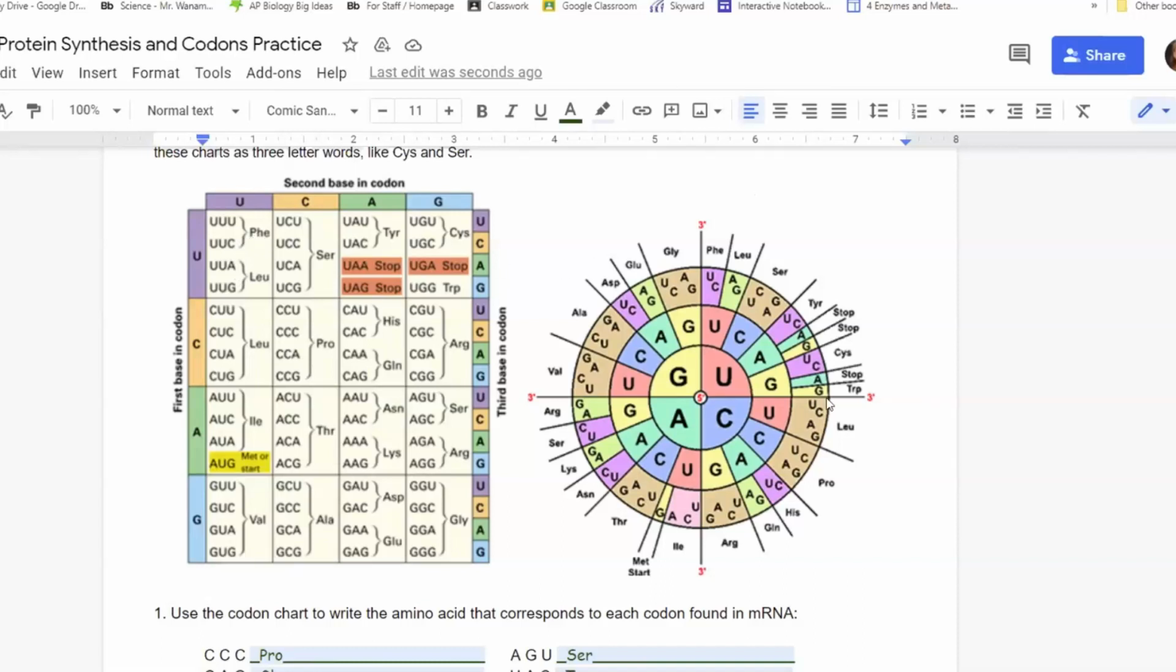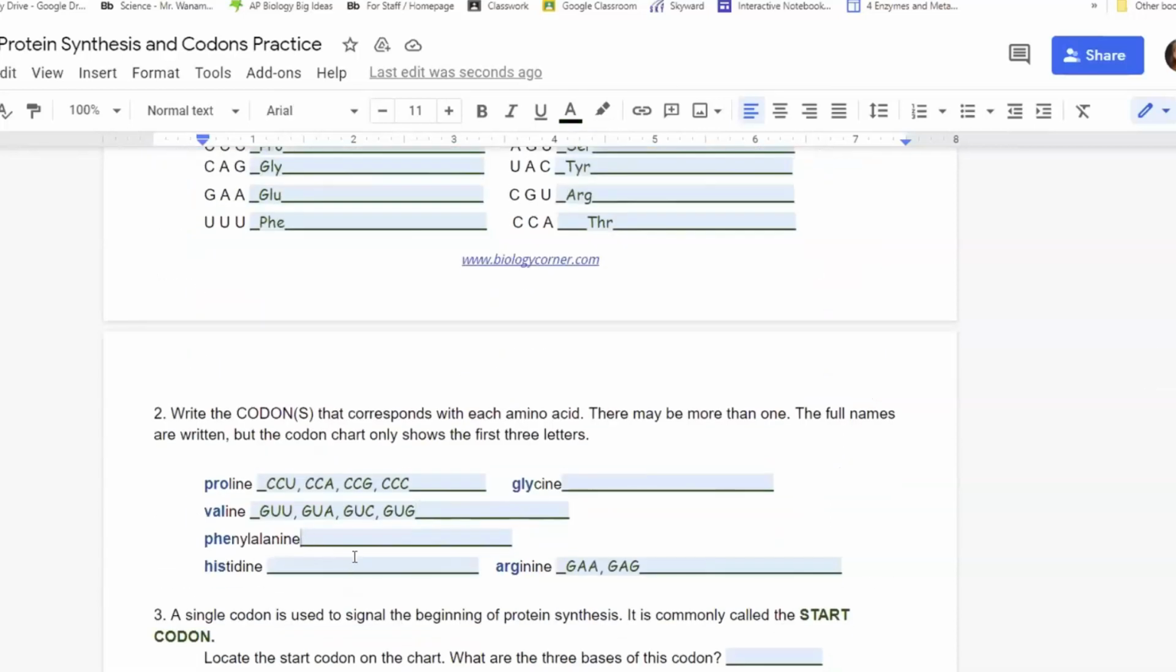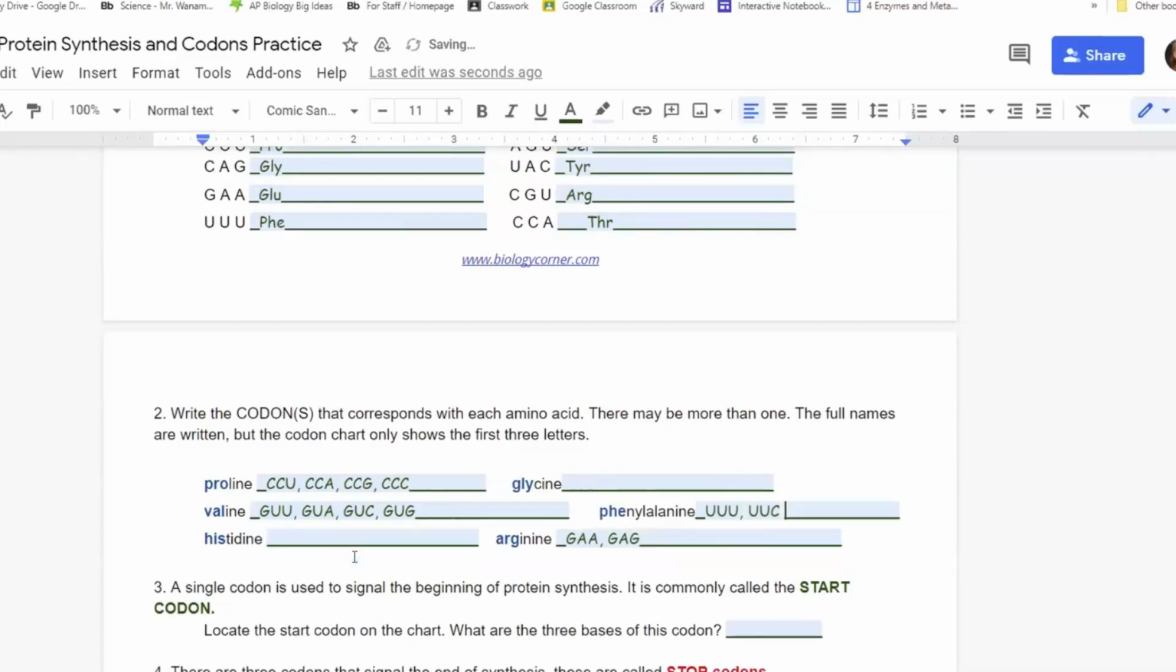So phenylalanine is right here. So it's UU and then either U or C in the third position. And I can see that in this box here. So UUU or UUC, either one works. Maybe I'll add the wheel in case people find the wheel easier. UUU or UUC.